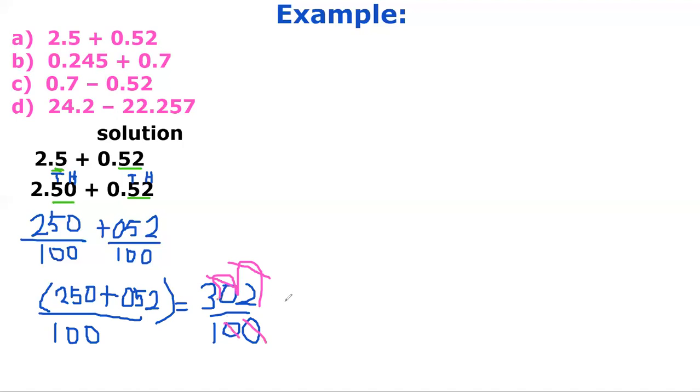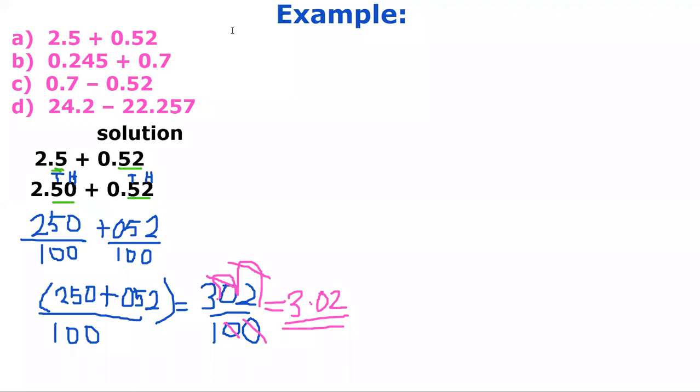Okay. So the final answer here will be 3.02. So 302 over 100, the decimal fraction here, is 3.02. Remember, I said the question asks for a decimal fraction. So when you finish, you leave your answer in decimal fraction. So let's see the next one here.